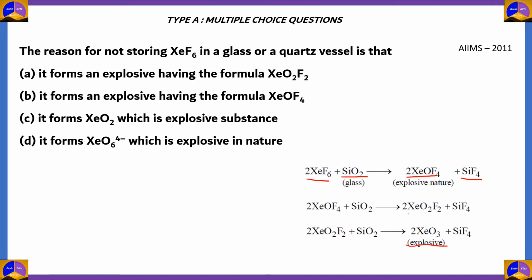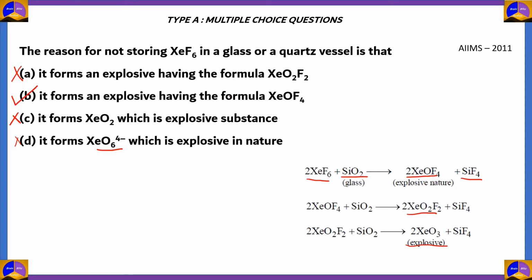However, XeO2F2 is not explosive, so therefore option A is incorrect. Similarly, there is no formation of XeO2, which makes option C incorrect. And the ion XeO6 4- is not explosive. The only things explosive are XeOF4 and XeO3. So therefore, option D is incorrect. It is also incorrect because there is no formation of XeO6. Therefore, the right answer is option B.